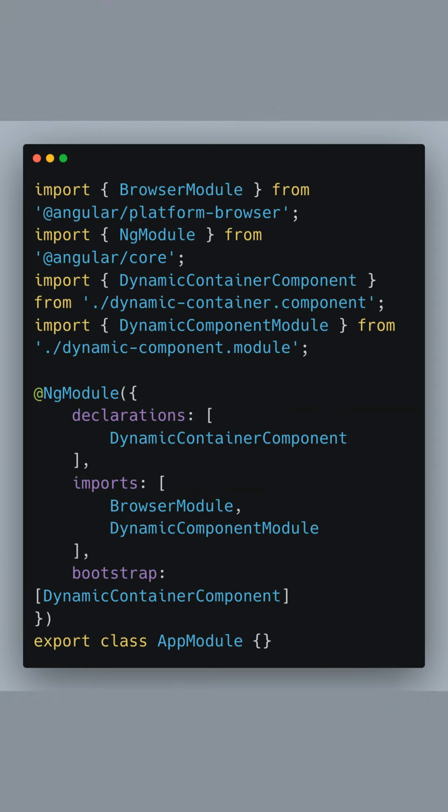Finally, we have our app module which bootstraps the entire application. Here, we declare our dynamic container component in the declarations array and import the dynamic component module. This inclusion allows us to utilize the dynamic component we created earlier. Additionally, we set the dynamic container component as the bootstrap component, so it will be the starting point of our application once it loads.